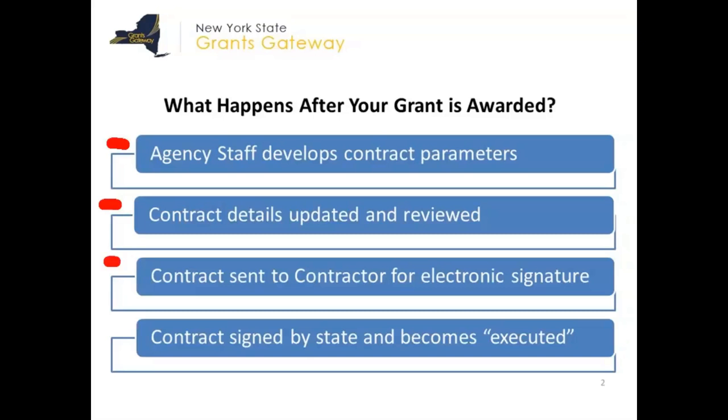So it first gets sent to you, your organization, to get signed, and it's an electronic signature that you do within the Grants Gateway. And then it goes through several other levels of review and signature. In most cases, it goes to the Attorney General's office and to the State Comptroller's office. And after that, it becomes an executed contract when all the parties that are required have signed the contract. So we're in the middle of that process right now.